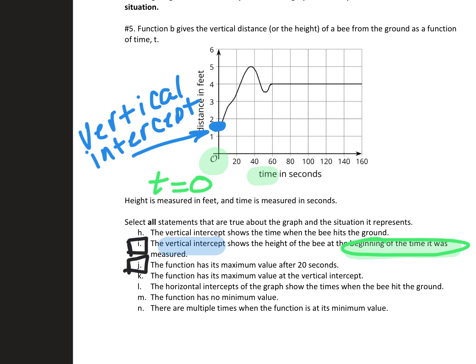J is also correct because the maximum, which is up there at the very top, does show up after 20 seconds, because it shows up, here's 20 seconds, and the maximum happens after 20. It happens later. Like if I draw a line straight down, that happens after the 20 seconds.